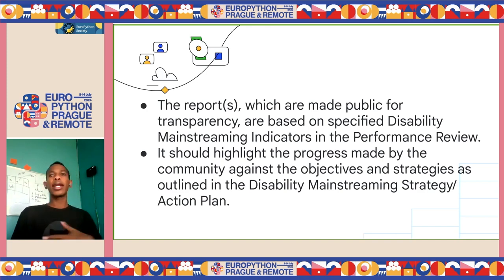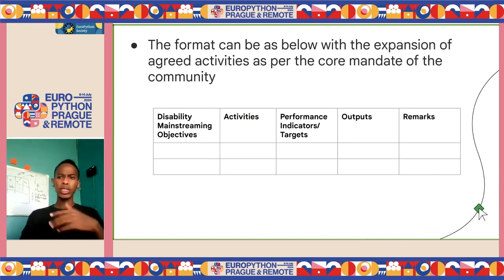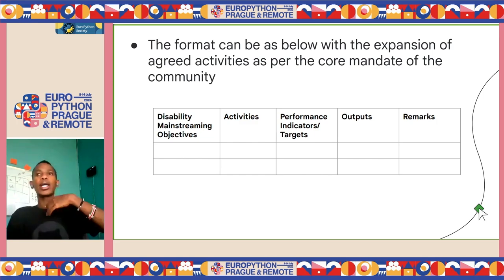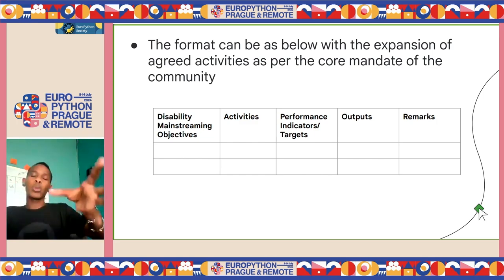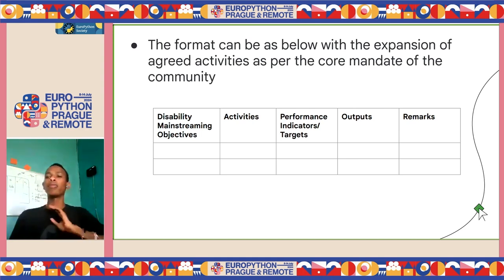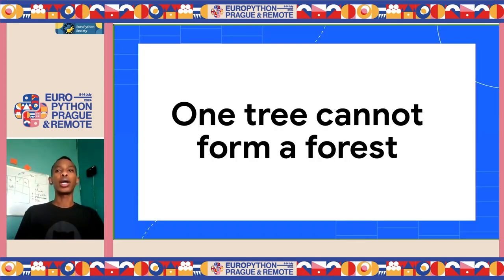And then it should highlight the progress made by the community against the objectives and strategies outlined in the action plan. So this can be an example of something like that. It can be the objective you had, the activities you did, your performance indicators or targets, and then the outputs that you have, and what remarks you have to share.